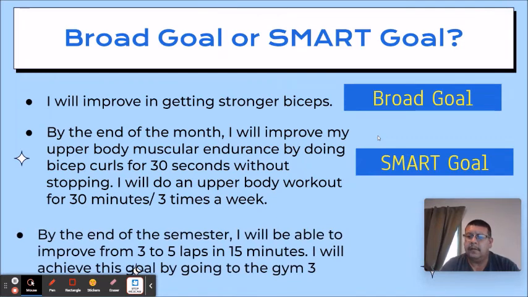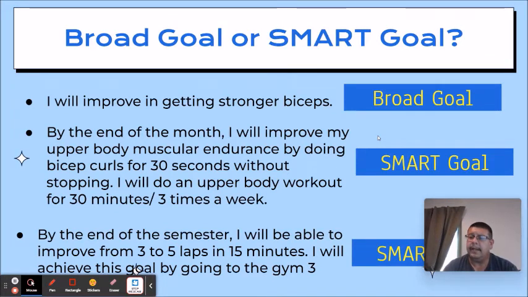Okay. Now, for this one right here, is it a broad goal or a SMART goal? What do you think? Now get ready to defend your answer. So make sure that you tell me why it is a SMART goal and why it is a broad goal. All right. SMART goal. That's correct.